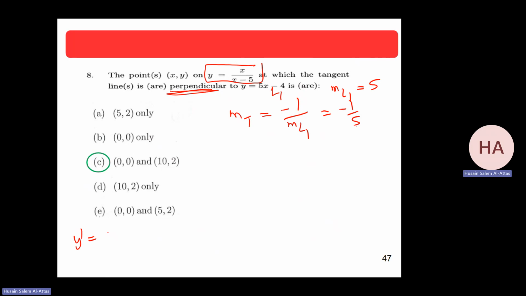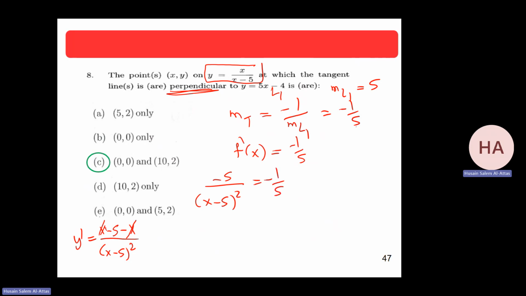Okay. So y prime will be what? Derivative of numerator 1 times x minus 5 minus x over x minus 5 squared. The same idea. So this is cancelled. So I have minus 5. So I have f prime at x, equal minus 1 over 5. So I have minus 5 over x minus 5 squared equal minus 1 over 5. That gives me x minus 5 squared equals 25. So I have x minus 5 equal plus or minus 5. So x is 5 plus or minus 5.